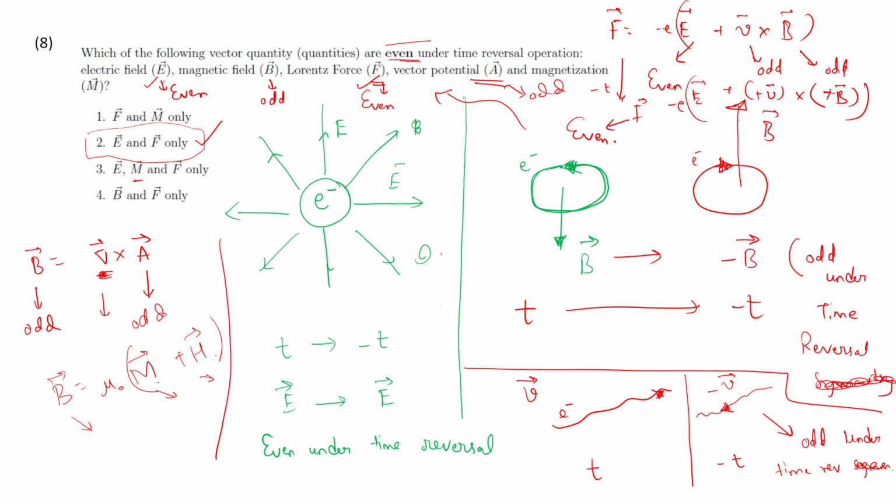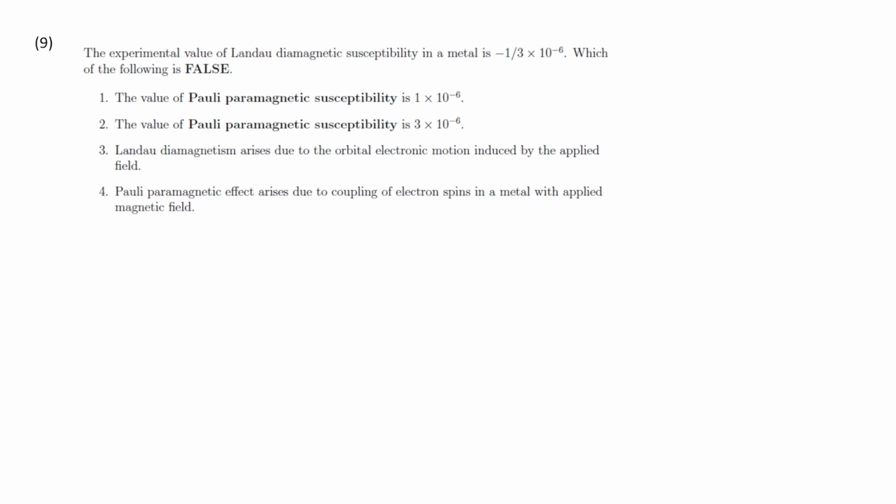So let us go to the next question. The experimental value of Landau diamagnetic susceptibility of a metal, chi Landau, has been given. Which of the following is false? There is a relation between Landau diamagnetic susceptibility and the Pauli paramagnetic susceptibility, and the relation is this: it is minus 1/3 of the Pauli paramagnetic susceptibility.